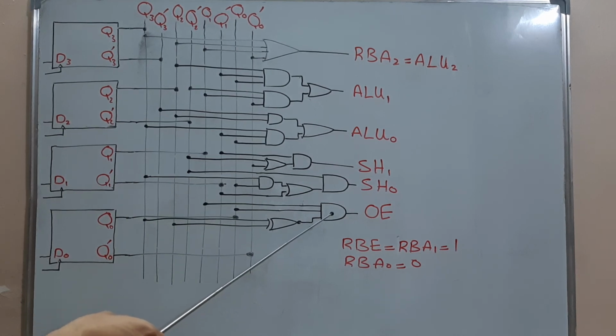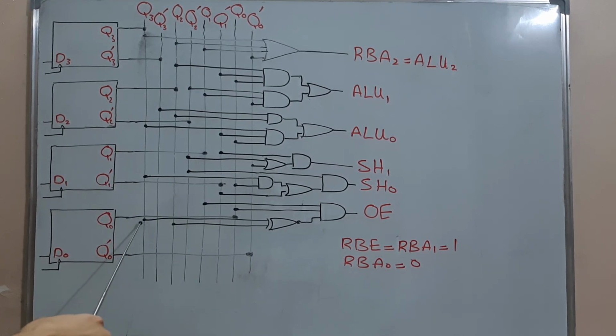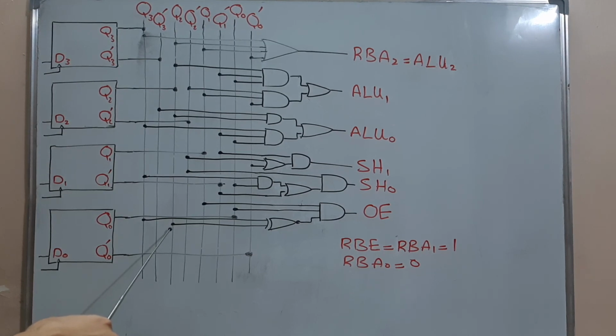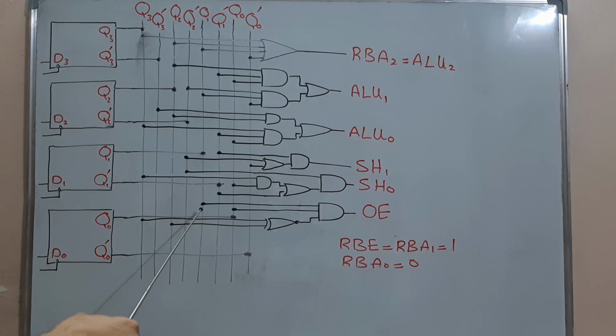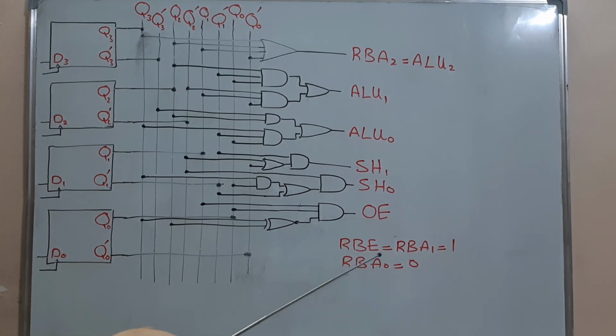Output enable is equal to 1 whenever Q3 XNORed with the Q2, and the whole is ANDed together with Q1 and Q0. RBE is equal to RBA1, and both are equal to 1. RBA0 is equal to 0.